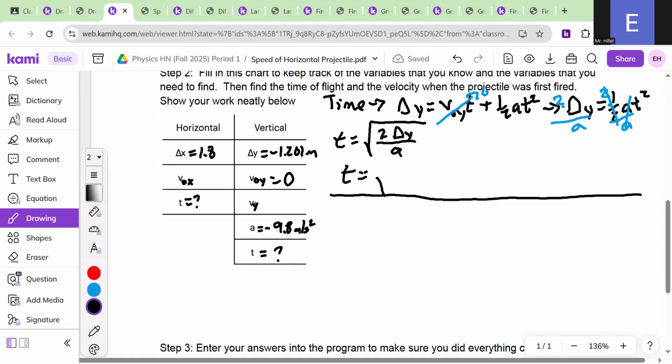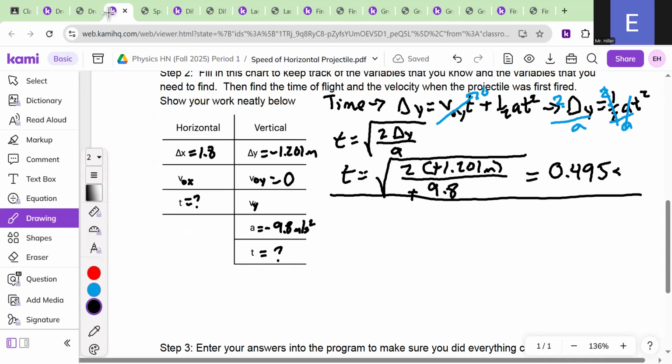So plug into that, guys. We're going to go 2 times 1.201 over negative 9.8. The negatives do cancel. So we're going 2 times 1.201 divided by 9.8, square root that. And I'm getting a time of about 0.495 seconds. Hopefully you were able to find your time of flight.